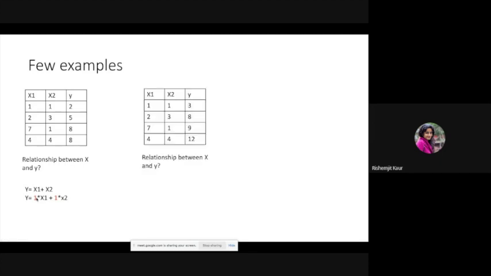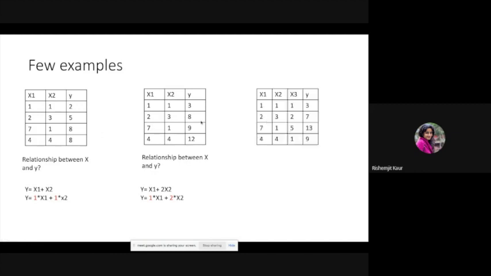Similarly, if I look at the other data here, and if we try to look at the relationship between x and y, it will come out to be something like this. y is equal to x1 plus 2 into x2. We can see that, right? 1 plus 2 into 1 will come out to be 3. 1 plus 2 into 3 will come out to be 8. So that's the relationship between the input and your output. Similarly, if we have, let's say, 3 different variables, and if we try to look at the relationship, we can also find that.